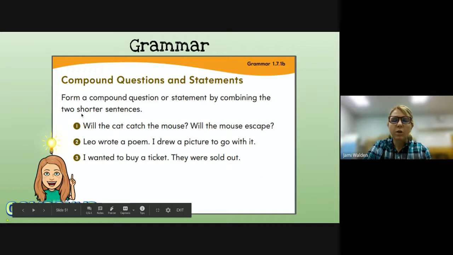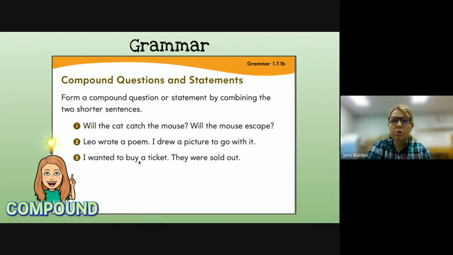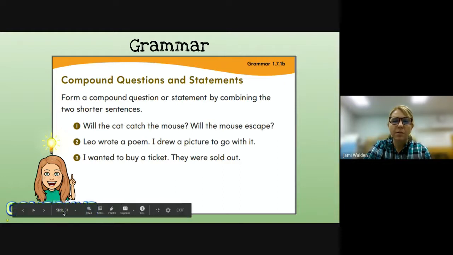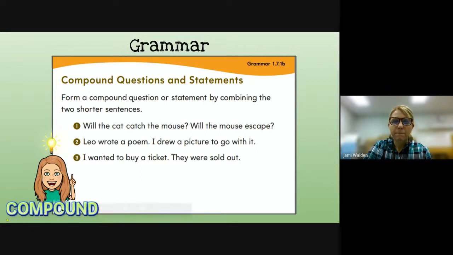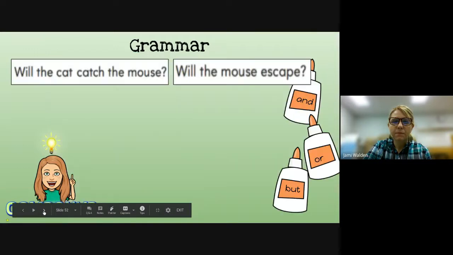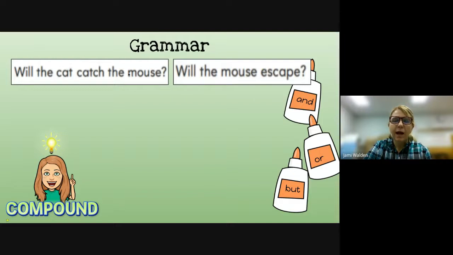Here, we are going to take two short sentences or two short questions and put them together to form a compound question or a compound sentence, compound statement. Let's look closer. Here are my two short sentences. Will the cat catch the mouse? Will the mouse escape? I have two short questions about the same topic.